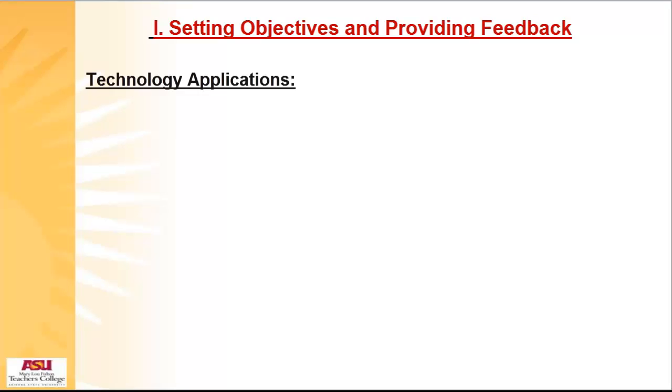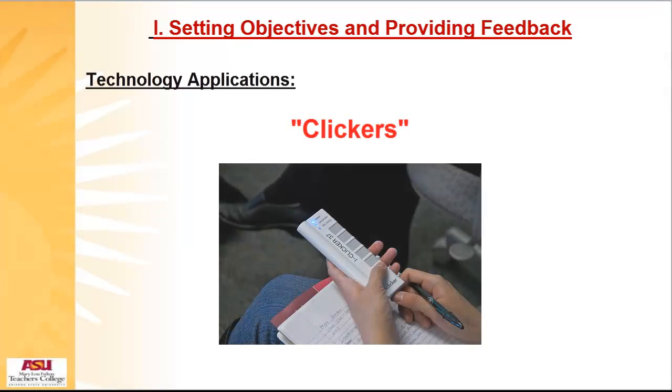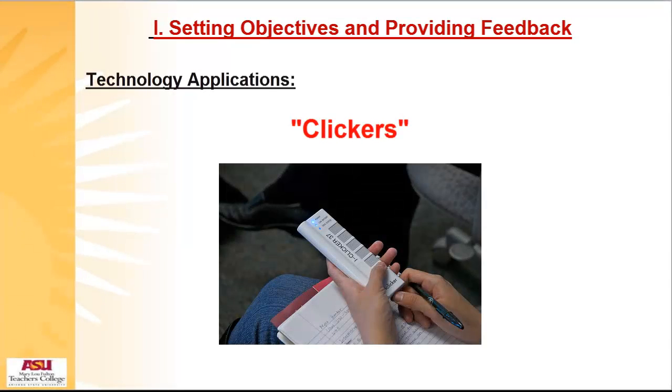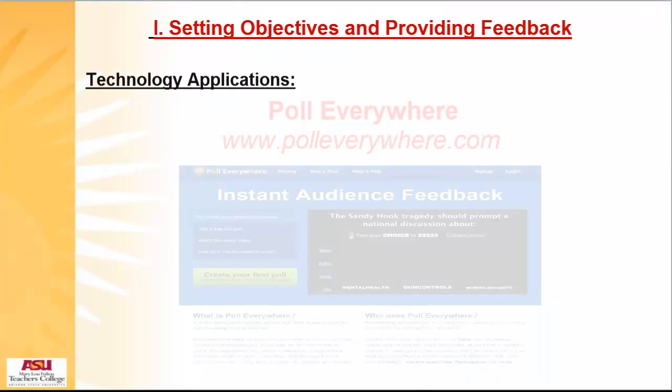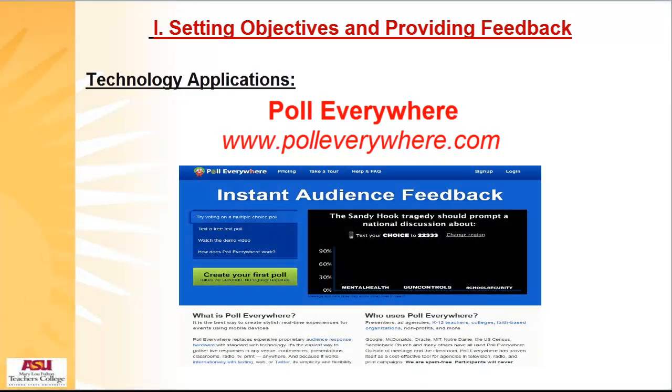Technology can be helpful in assessing what students have mastered so that appropriate feedback can be given. Student response systems, sometimes called clickers, can be used for formative assessment. Each student has his or her own clicker that is used to answer questions that the teacher creates. Poll Everywhere is an online tool that collects student responses via the web. Students can use their cell phones, Twitter, or the Poll Everywhere website to respond to multiple choice or open-ended questions.